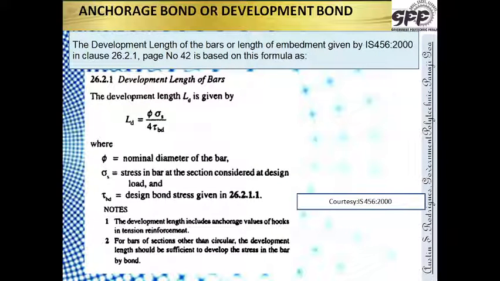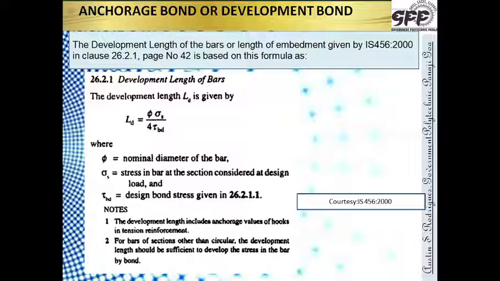Now let us see what the code says. The development length of the bars or the length of embedment is given by IS 456 in its clause 26.2.1 on page number 42. It says LD is equal to phi into sigma s upon 4 tau BD. So it is exactly the same formula which we have now got from the derivation. So LD is phi, that is the nominal diameter of the bar, sigma s, the stress in the bar at the section considered for design, and tau BD is the design bond stress.